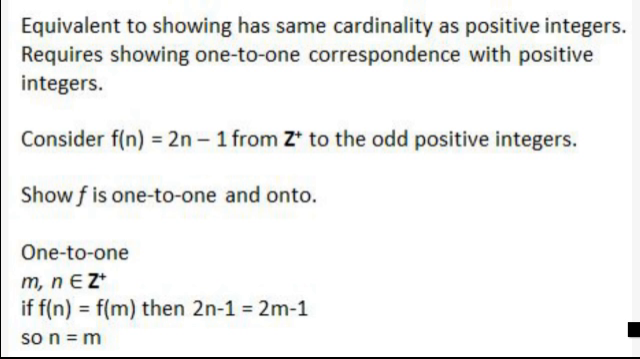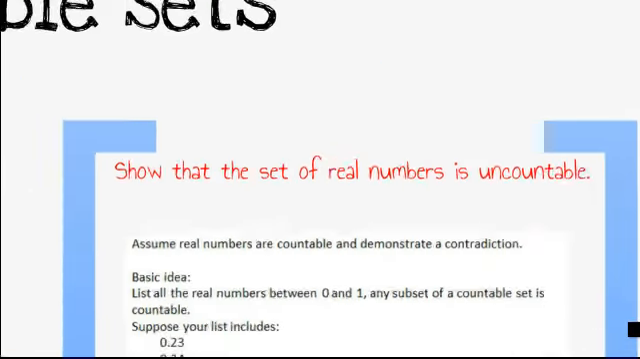In order to show that it is one-to-one, m and n must be elements of the set of all positive integers. If f(n) is equal to f(m), then 2n - 1 is equal to 2m - 1. So n equals m, which shows that the function is one-to-one and onto, therefore showing that there is a one-to-one correspondence with the set of positive integers.